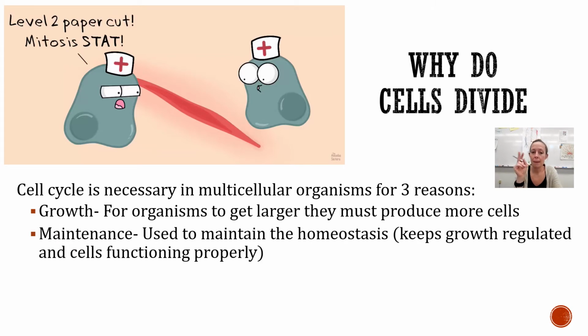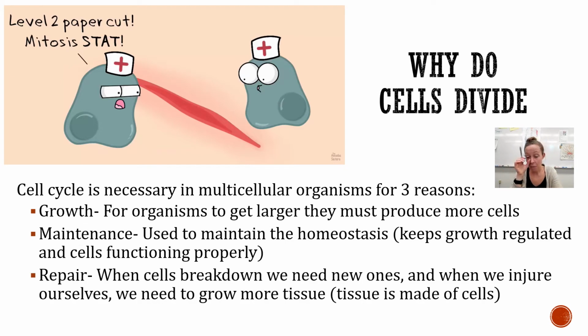The second reason is maintenance. So we have to use the cell cycle to maintain homeostasis, to keep everything in balance. If a cell dies or if a cell is not functioning correctly, we need to make more cells. And in addition, the cell cycle itself has different checkpoints during it to make sure that all of your organelles are working appropriately. And then the last one is repair. When cells break down, and that's what this picture shows, right? That shows a paper cut. And we need to make new cells to make that tissue. So if there's a hole in the tissue, we make new cells to knit that tissue back together like that. Okay, so that's the cell cycle that makes new cells.